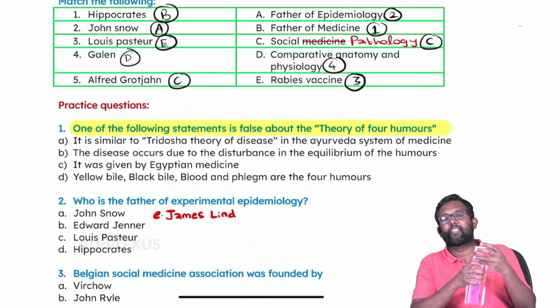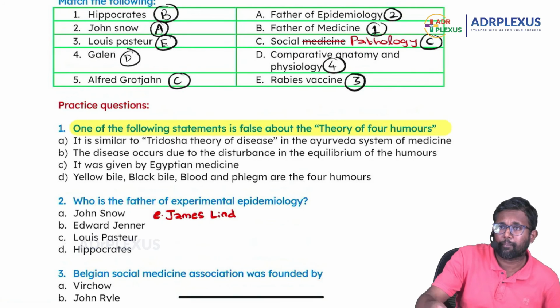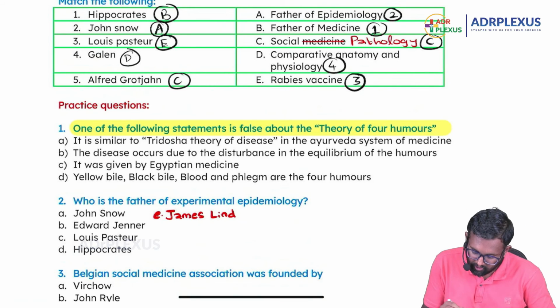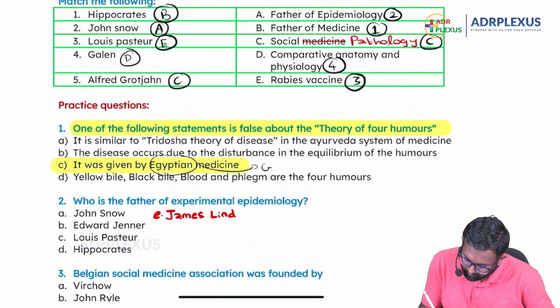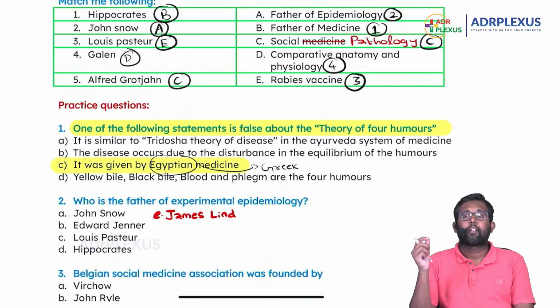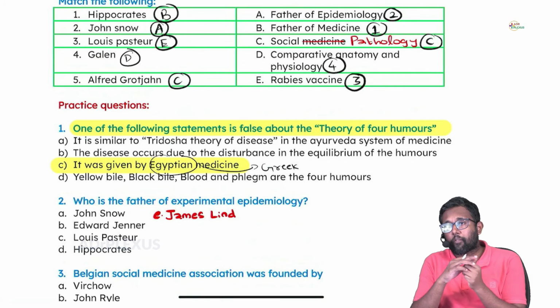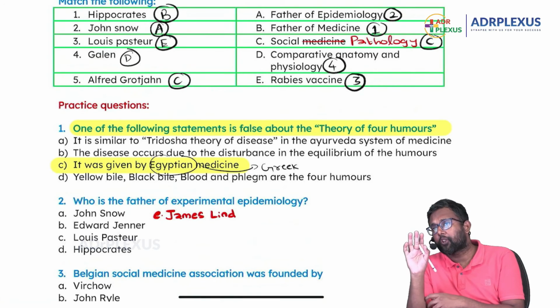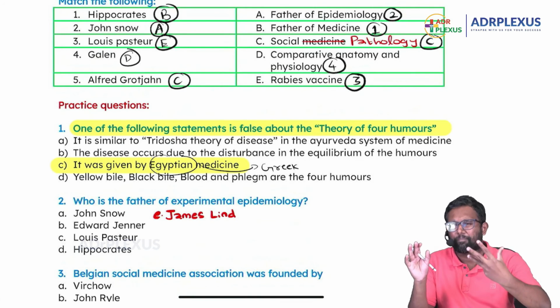I got the right answer. Yes. The answer is not Egyptian medicine. It was given by Greek medicine. So this is the right answer. It was actually given by Greek medicine. In our Ayurveda system of medicine, we have the Tridosa theory of disease. It is due to the disturbance in the equilibrium of the humors. You see four humors. What are the four humors? Yellow bile, black bile, blood and phlegm.